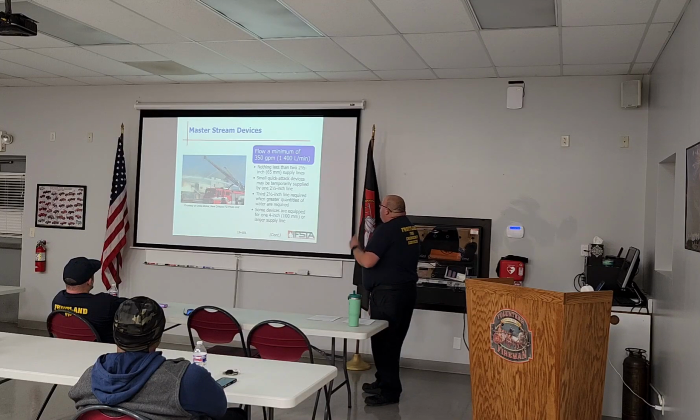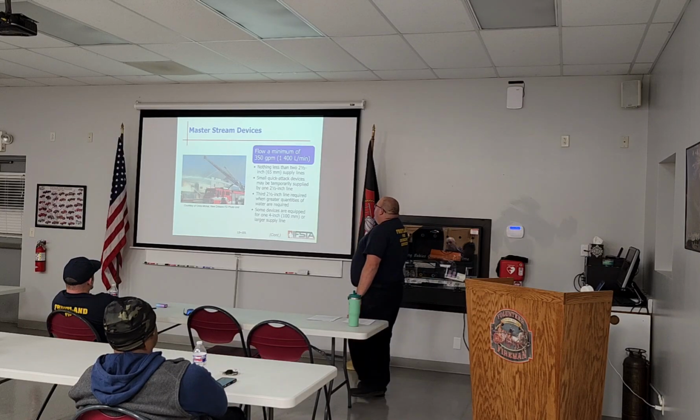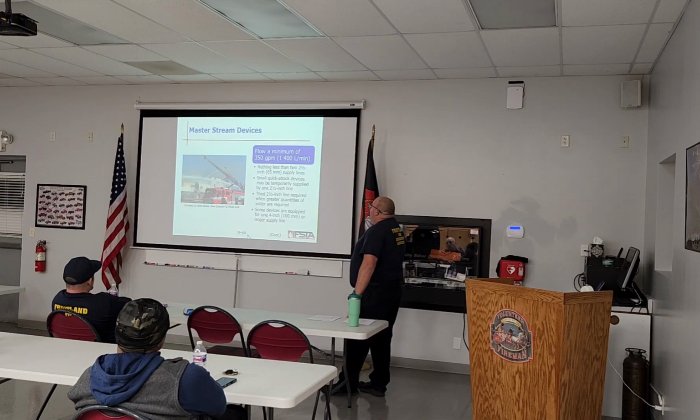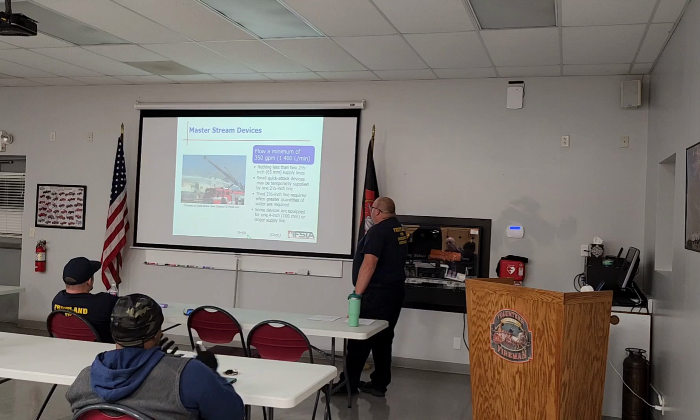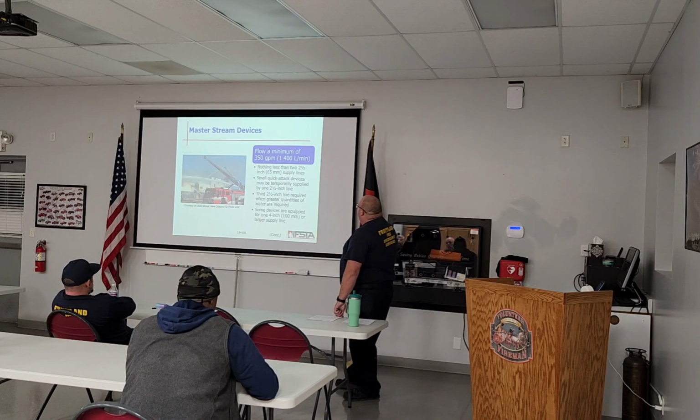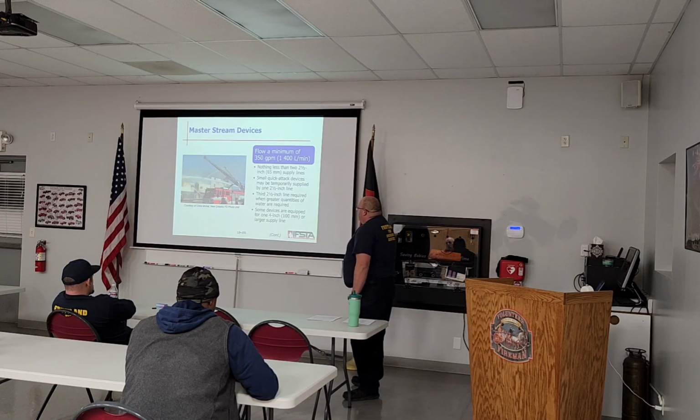Flowing a minimum of 350 gallons per minute, nothing less than 2.5-inch supply lines. Small, quick attack devices may be temporarily supplied by one 2.5-inch line. A third 2.5-inch line is required when greater quantities of water are needed. Some devices are equipped for one 4-inch or larger supply line.